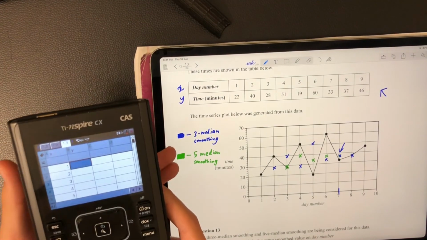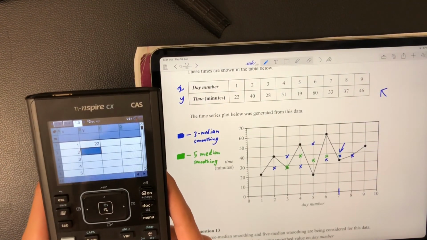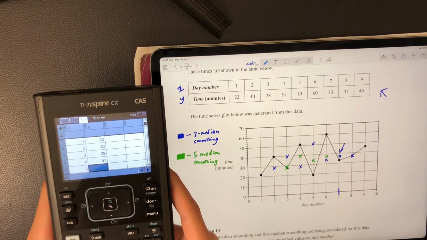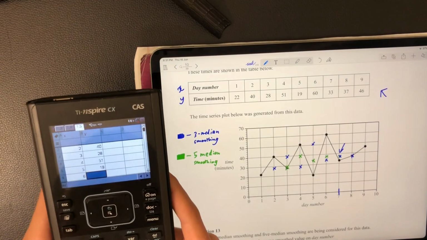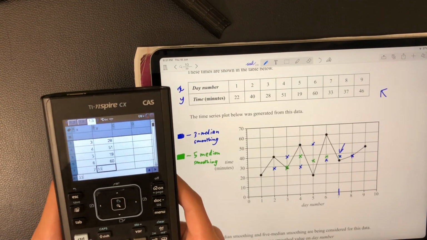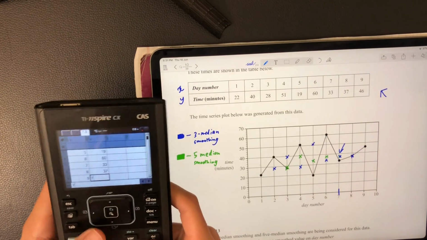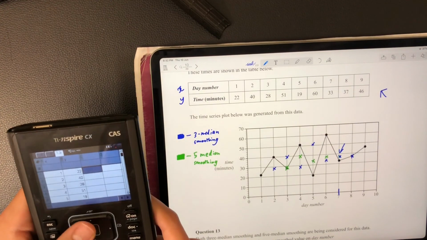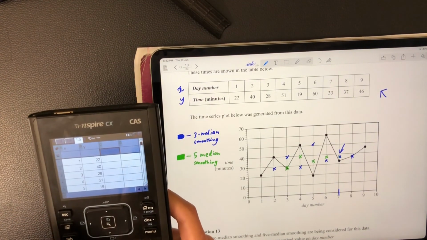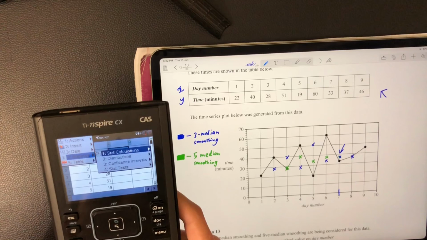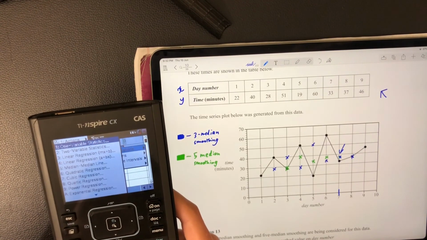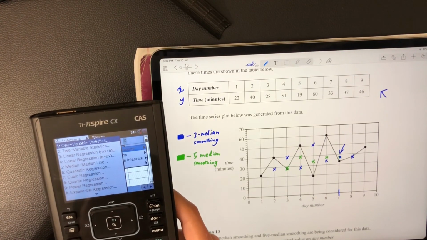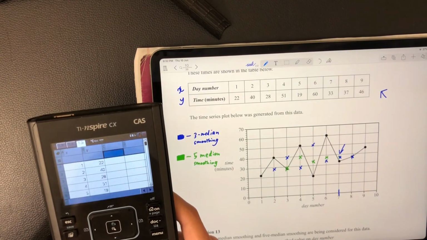And then time is our y, so we put 22, 40, 28, 51, 19, 60, 33, 37, 46. So then we go back to the top and we go in this box over here and you write menu 4, 1, and you say 4 because we want linear regression, because we want to find the linear regression line.